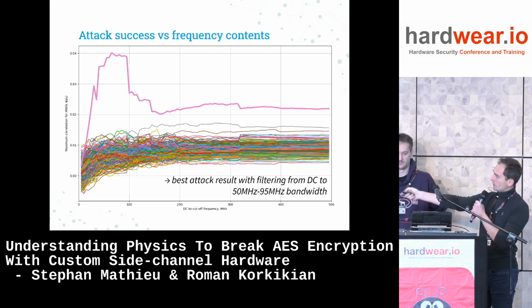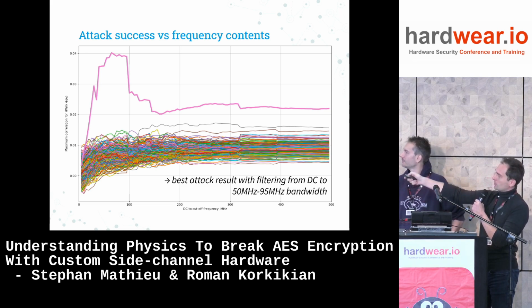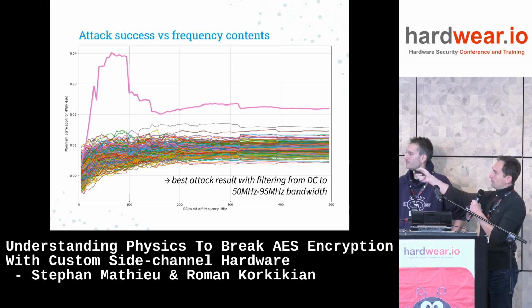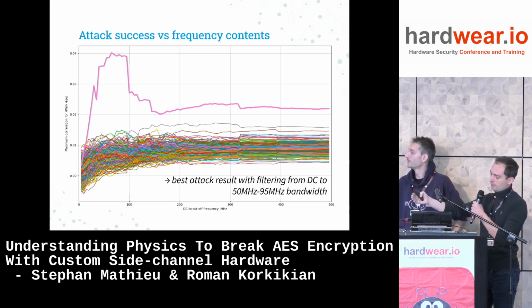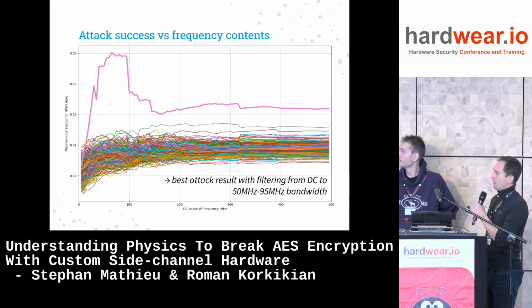These traces are the 255 key guesses which are wrong, and the pink trace, because I like pink, is the correct key guess. We figured out that when you filter from 0 to 95 megahertz, your correlation is the best. You have the best distance, the highest correlation ever, but then for some reason, if you filter not to 95 but to 100, so you add that content to your traces, your correlation significantly drops.